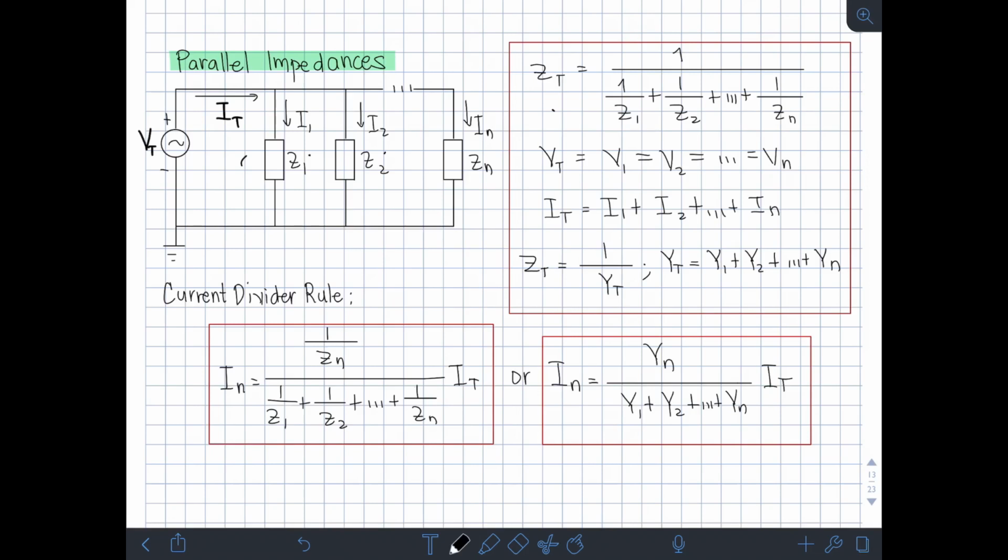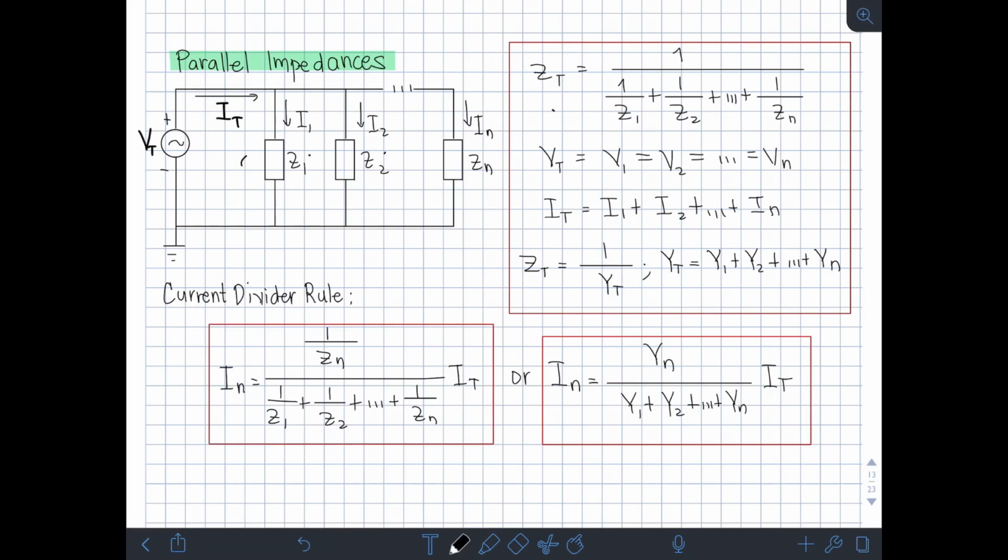Now, applicable naman this time sa parallel impedances yung current divider rule, kung saan In daw is equal to 1 over Z sub n over 1 over Z sub 1 plus 1 over Z sub 2 plus ... plus 1 over Z sub n times It.